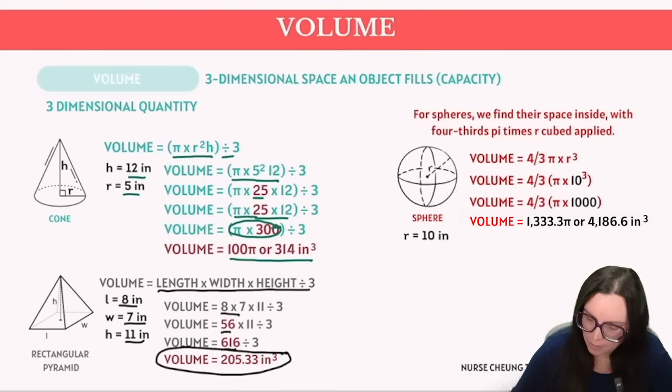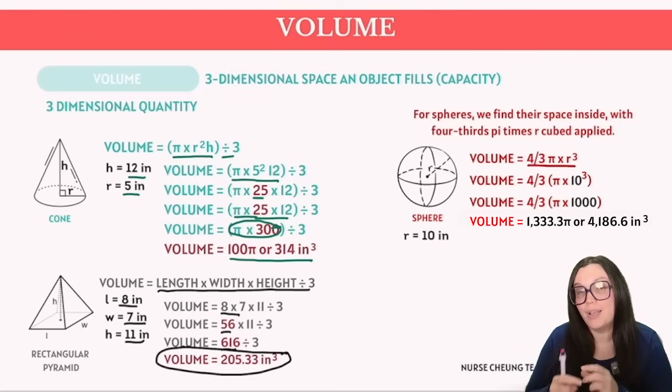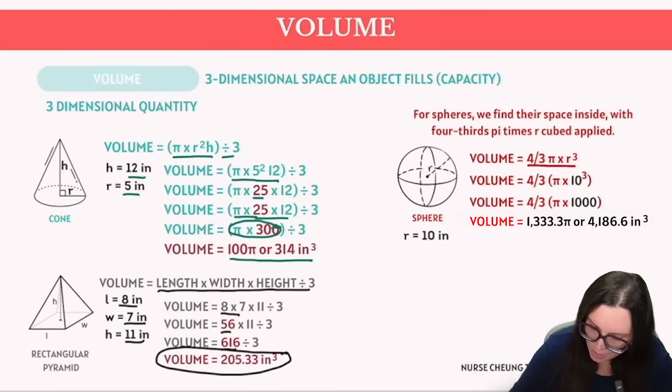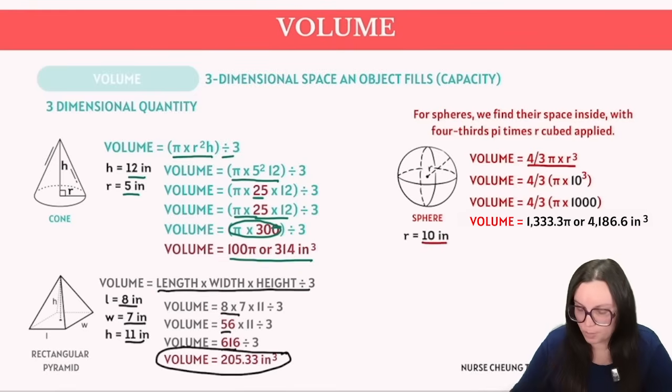So looking at our formula, we have volume is equal to 4/3 times pi times r cubed. Remember, anytime that we're dealing with volume when it comes to a circle, we're going to cube the radius. Anytime we're dealing with area when it comes to circles, we're going to square the radius. So again, we know that we have a radius of 10 inches, so we're just going to go ahead and start plugging in.